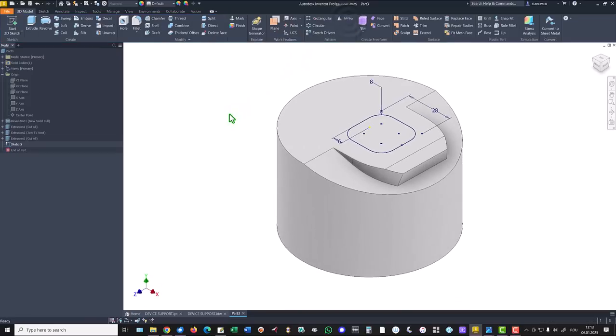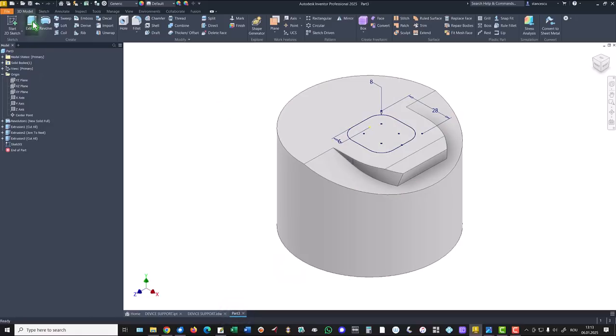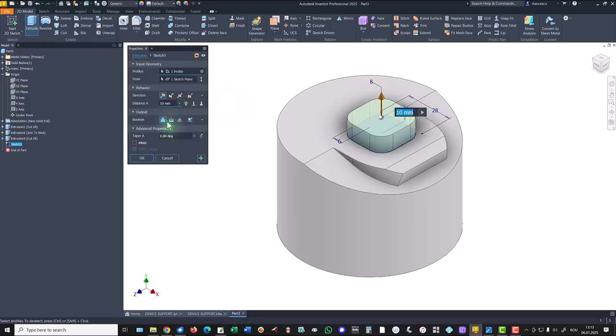Finish sketch. The depth of this cut is 14. Extrude, cut, 14. Okay.